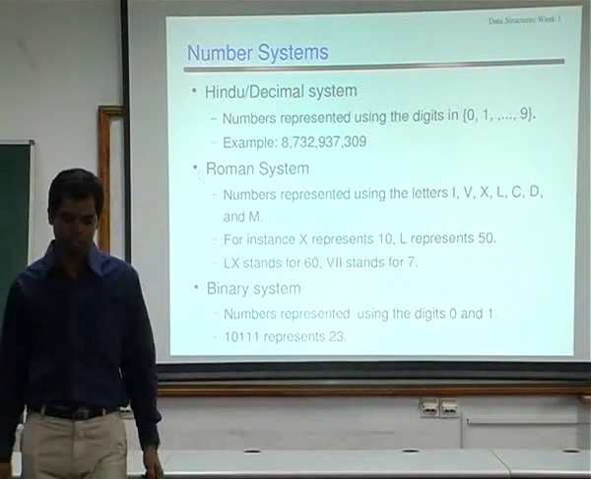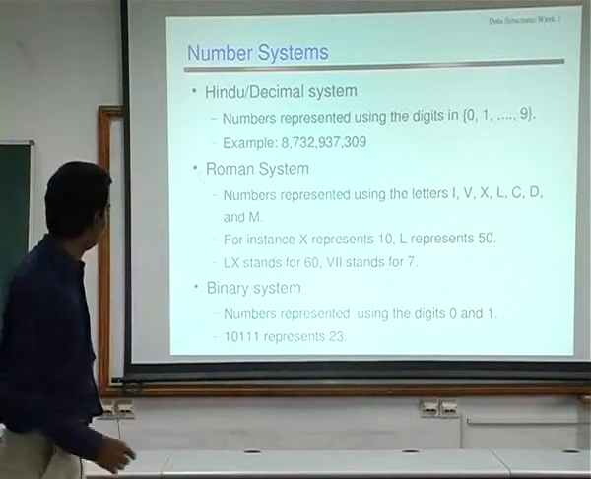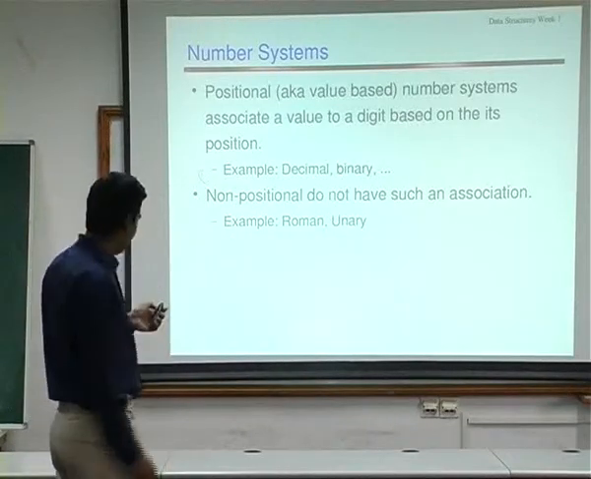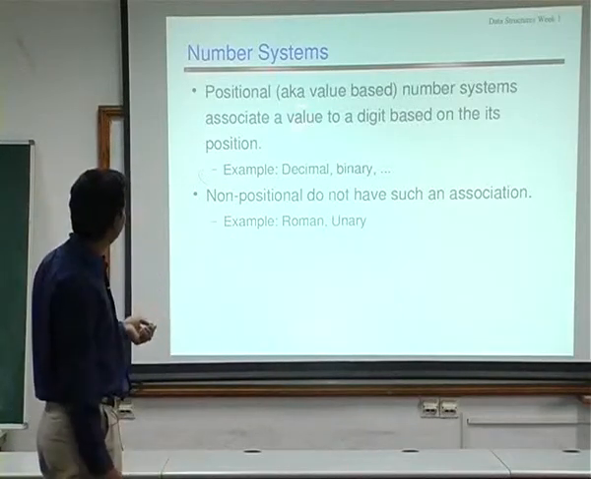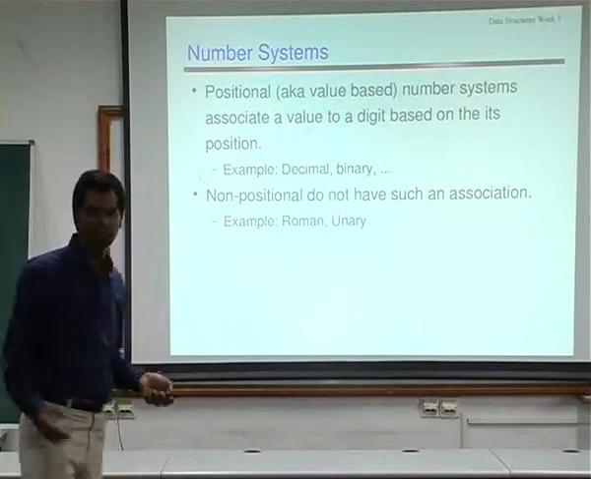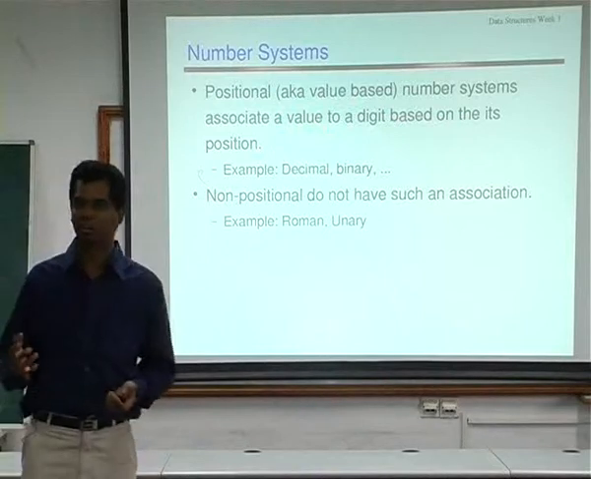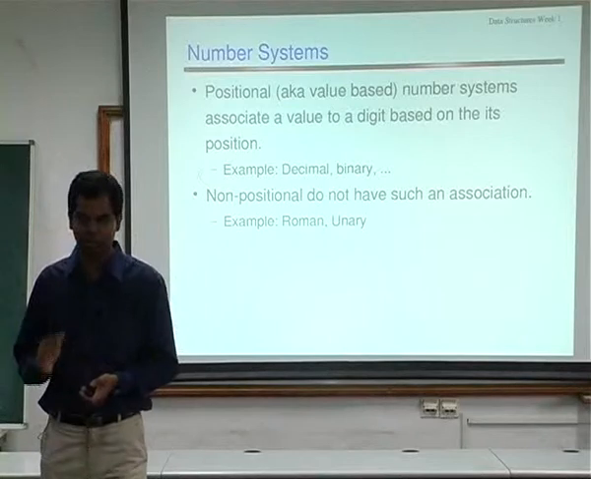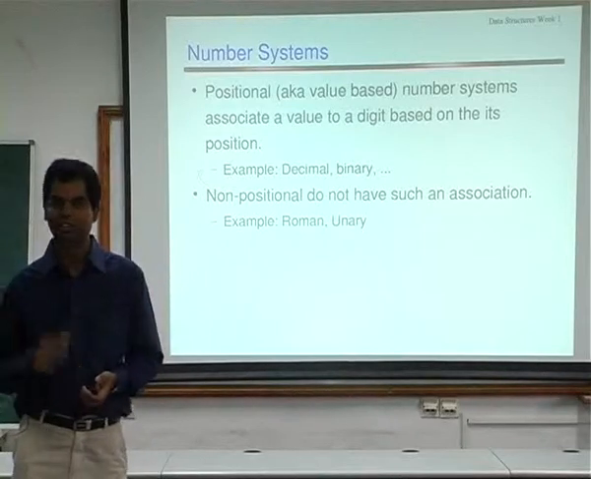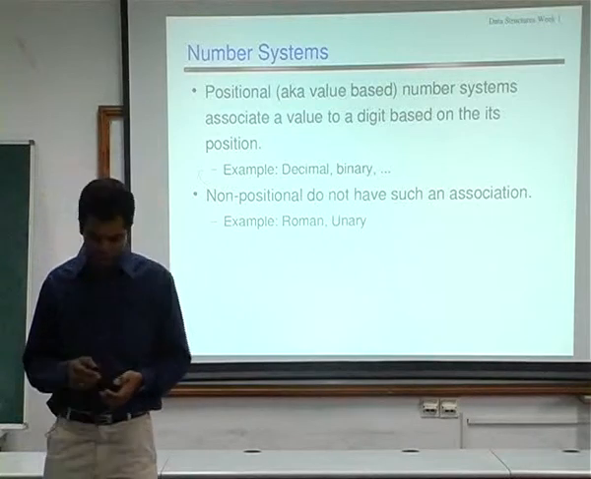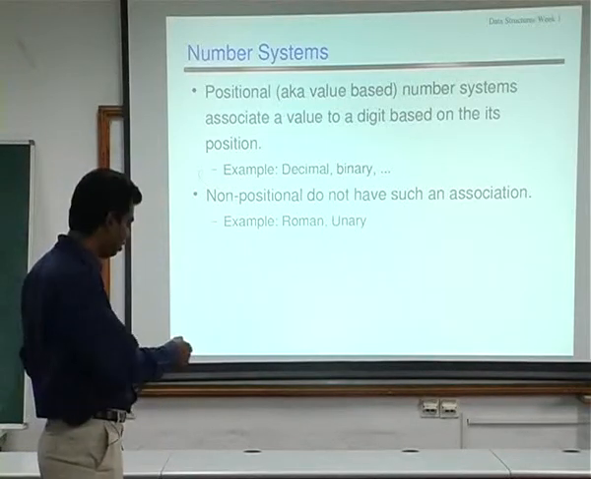So that's how you can think of numbers in the Roman system actually. Okay, so as we were discussing, positional means that they associate a value to a digit based on its position. So decimal, binary, octal, hexadecimal, you can think of a base 12 or a base 24, whatever you can think of, so long as you know what the digits are, and you can represent any number using these digits, right? So these are called positional systems.